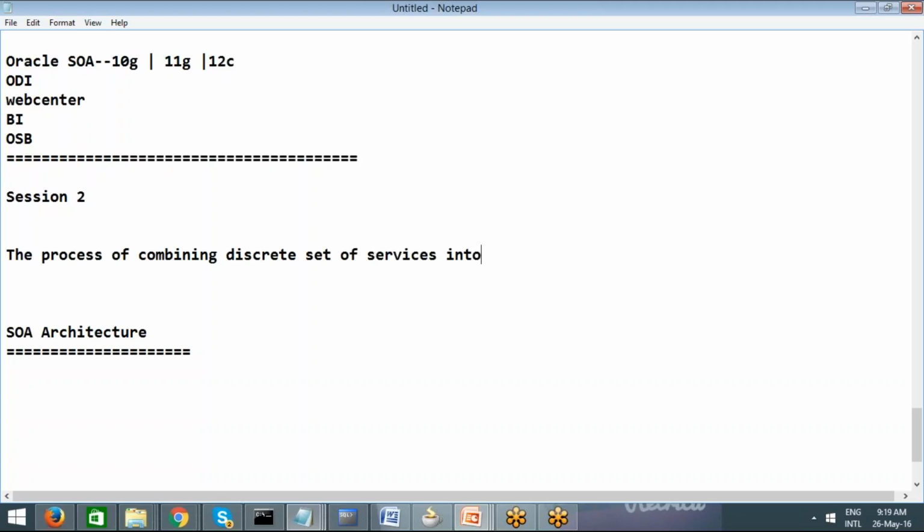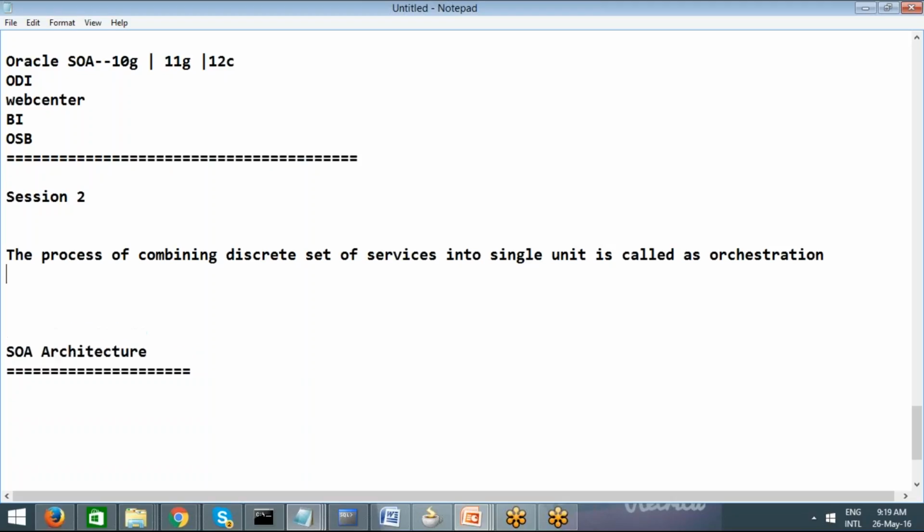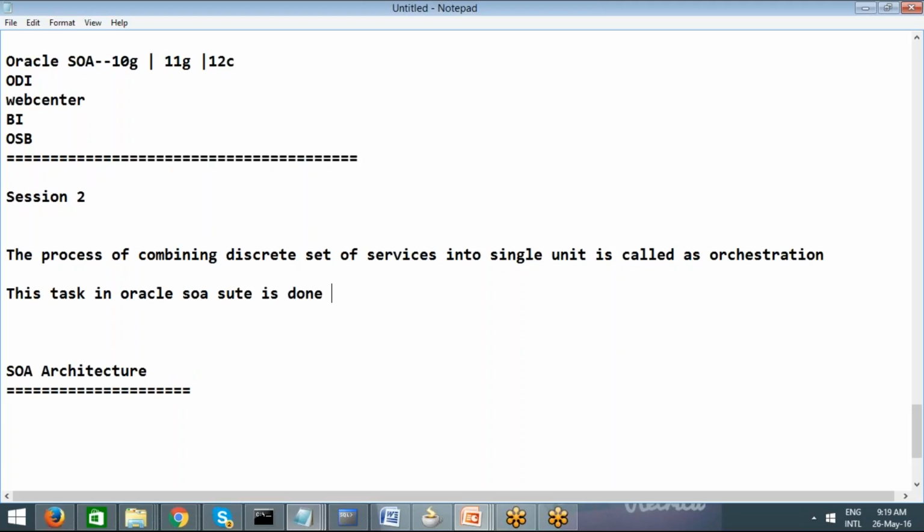The process of combining a discrete set of services into a single unit is called orchestration, and this task in Oracle SOA Suite is done by BPEL.